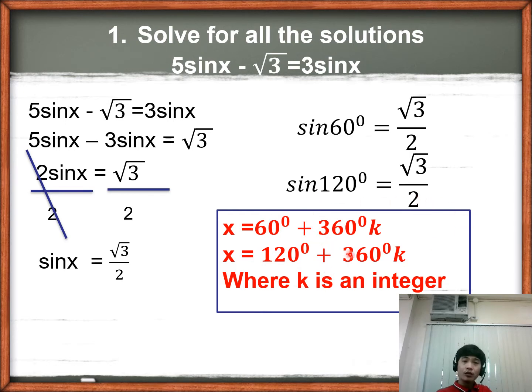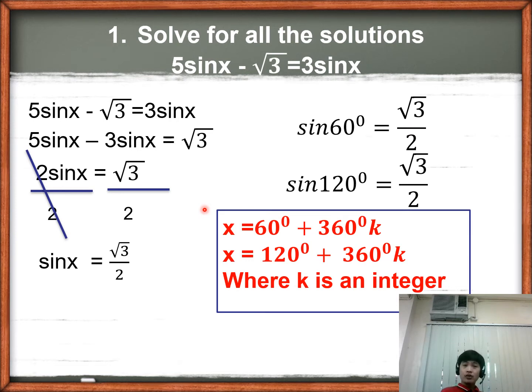Ang ibig sabihin nito, from 0, hindi lang kay 0 to 360 degrees, magkakaroon ng value na square root of 3 over 2 ang sine. Marami siyang coterminal. For example, if k will be equal to 1, 360 plus 60, 420 degrees. Pag si 420, sinubstitute natin kay sine, that is also equal to square root of 3 over 2. And 420 degrees is more than one rotation already.